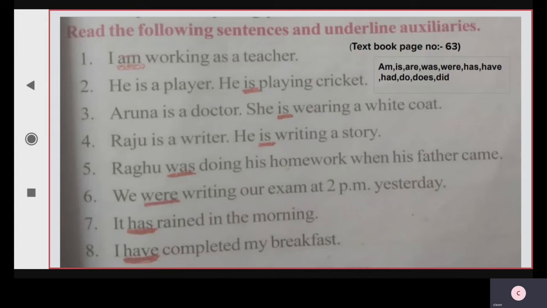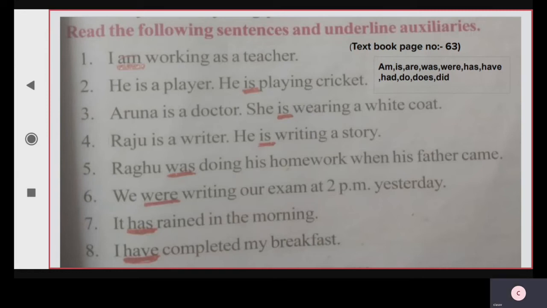I am working as a teacher. In this sentence, the word working is the main verb, isn't it? And the word am, which is used before the main verb, is an auxiliary or helping verb. So dears, underline the word am.